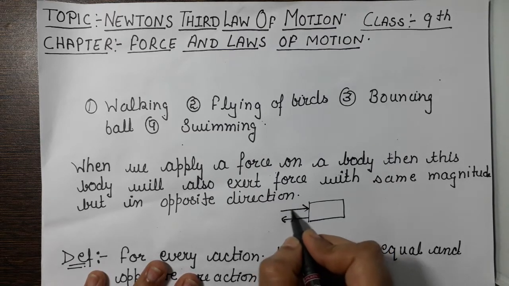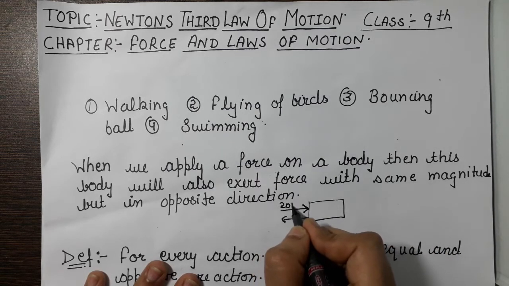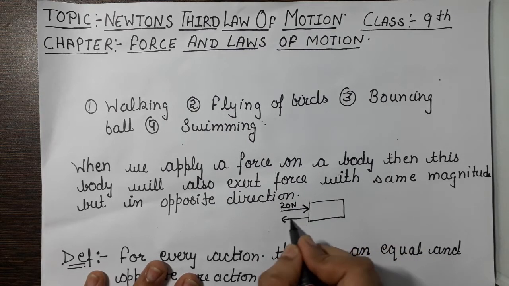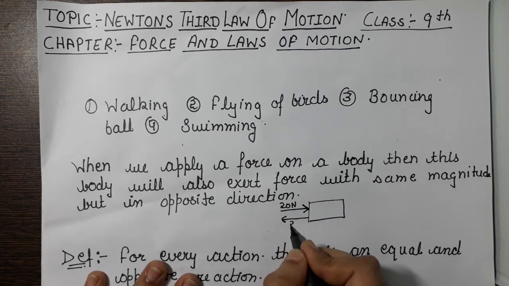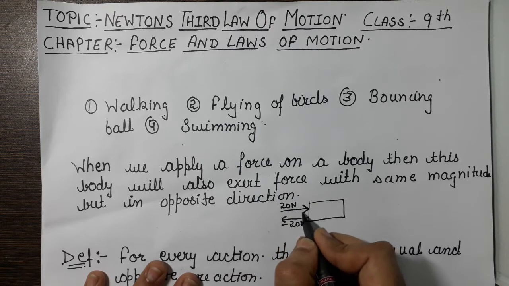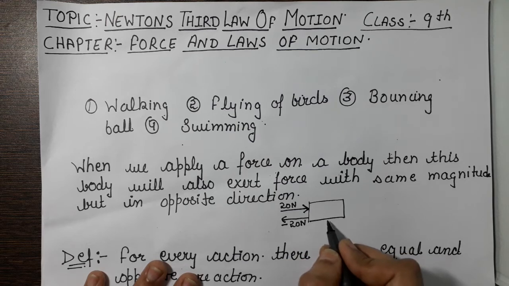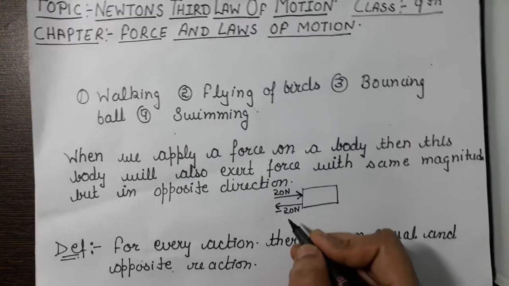Let us say we are applying the force in this direction. Let the magnitude of the force be 20 Newton. Then this surface will also apply a force of 20 Newton, but this force will be in the opposite direction. So here we will put a negative sign. This negative sign indicates that the direction of the force is opposite. We are applying force in the forward direction, but this surface is applying force in the backward direction. So that's why we put the negative sign here.